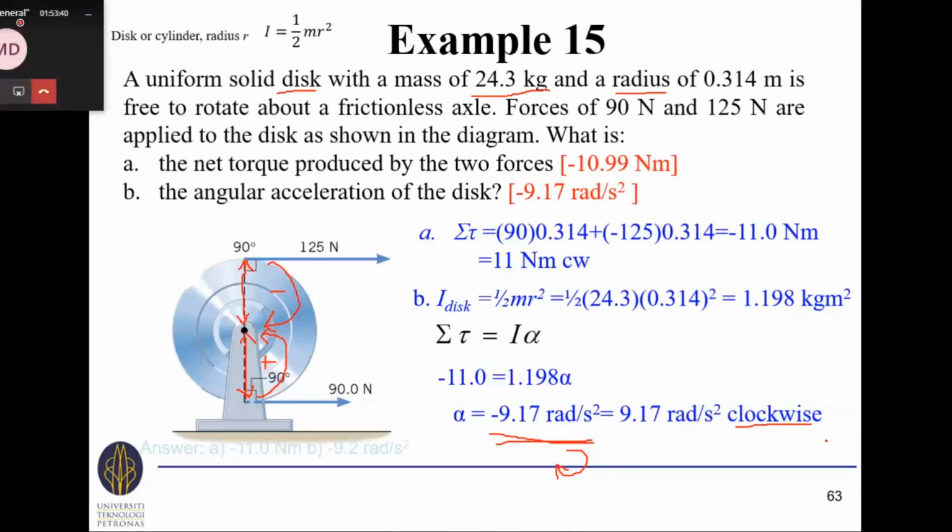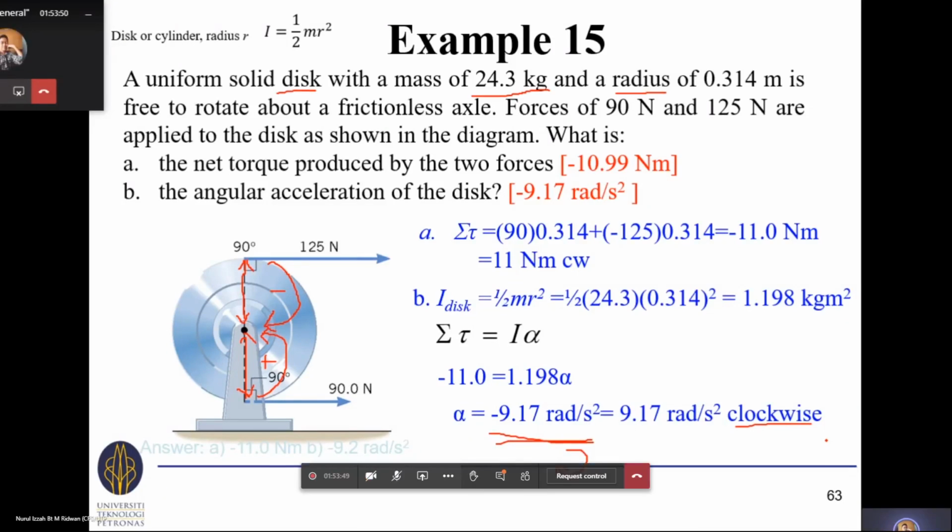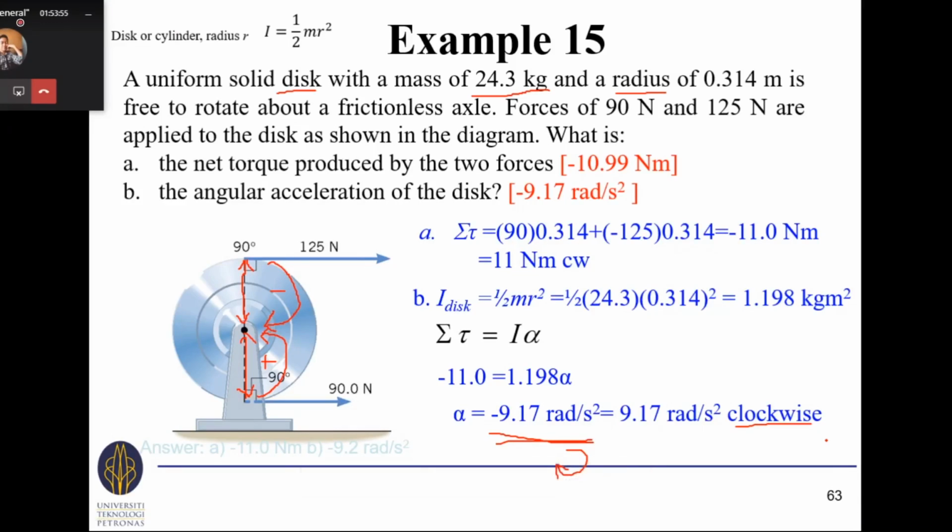Miss, what's I? Moment of inertia. Yeah, moment of inertia equals Mr square. Okay. Miss, I am confused about the negative and positive symbol. Okay. Can you explain?